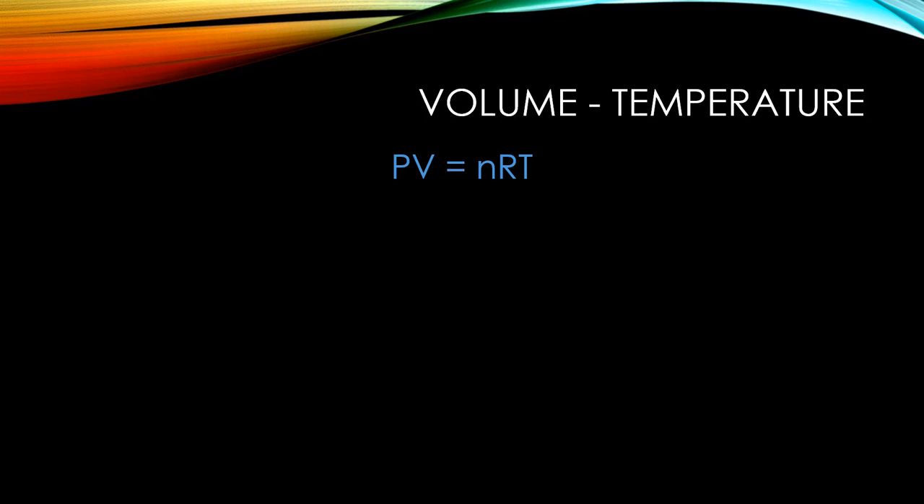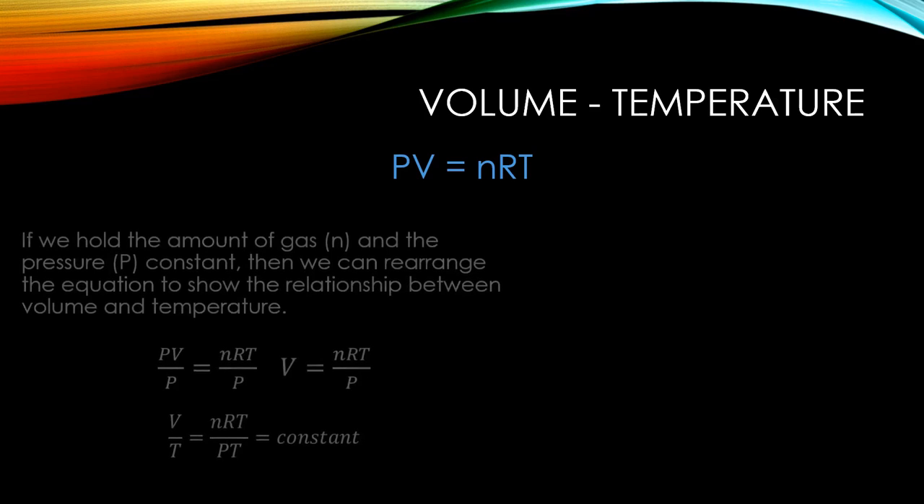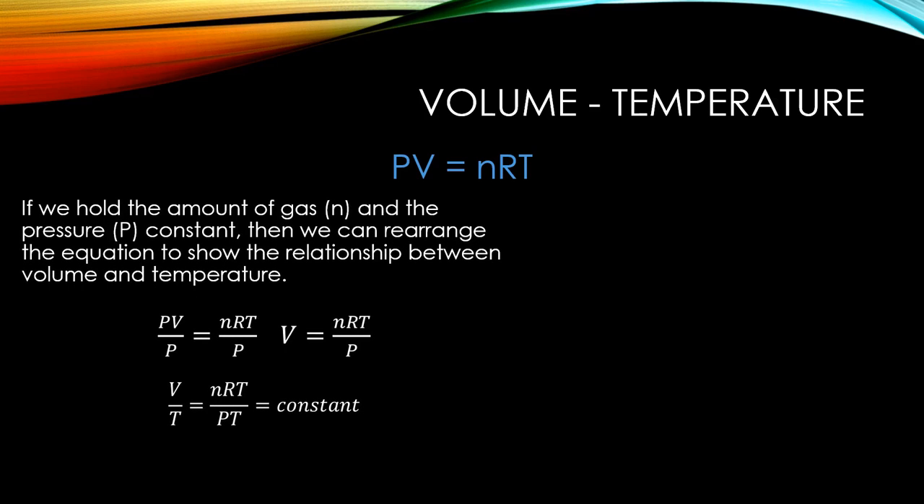Let's look at the relationship between volume and temperature. Of course, we're still using an ideal gas, and we can use the ideal gas equation to do this. If we hold the amount of gas, N, constant, and pressure, then we can rearrange this equation and look at the relationship between volume and temperature. To do that, we're going to get volume and temperature both on one side of the equation.